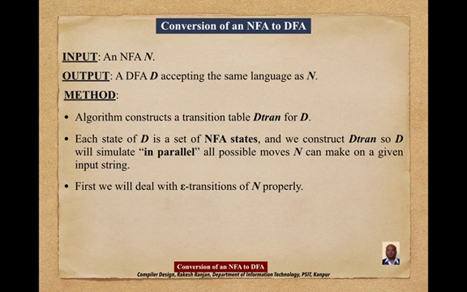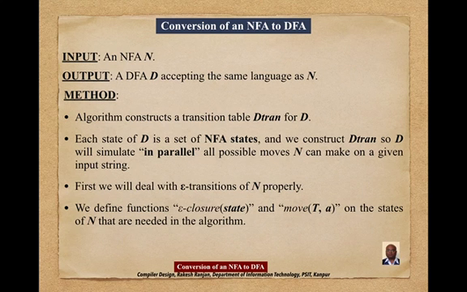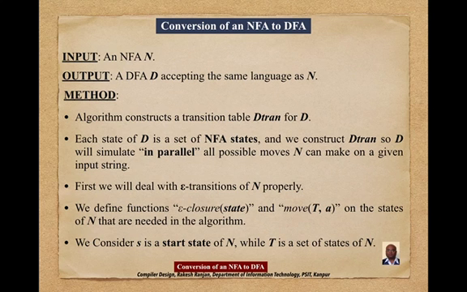First, we will deal with the epsilon transitions of NFA N properly. We define epsilon closure of a state and the move(T, a) function on states of NFA N that are needed in the algorithm. We consider small s as the start state of NFA N, and capital T as a set of states of NFA N.